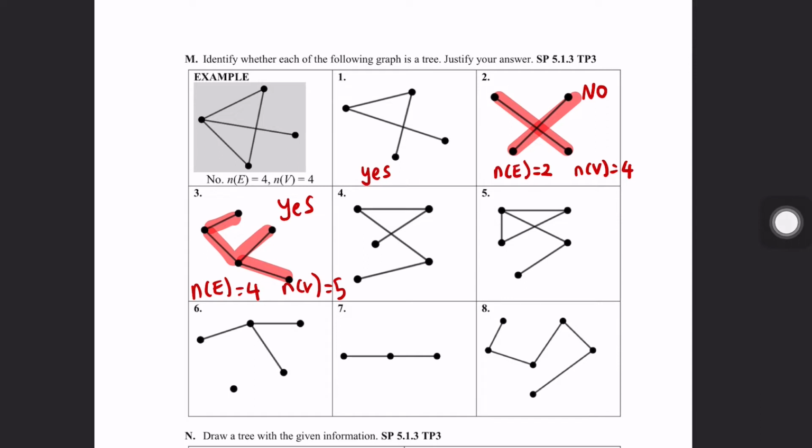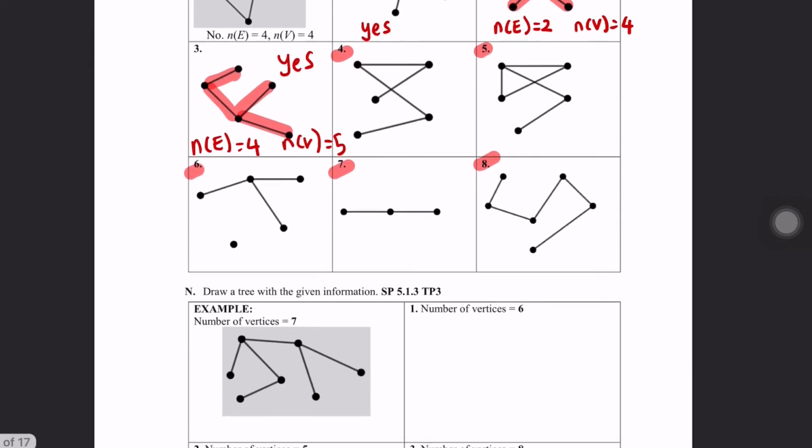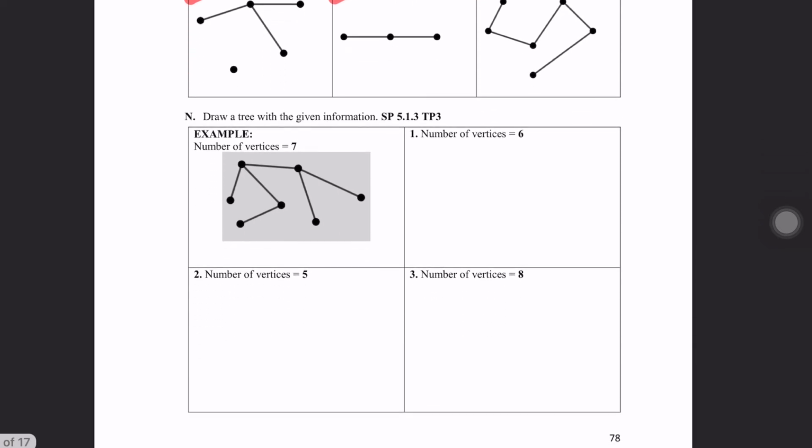Okay, so next, I want you to try it yourself. Number 4, 5, 6, 7 and 8. Okay, apa yang penting awak check dahulu. Okay, next. Draw a tree with the given information.